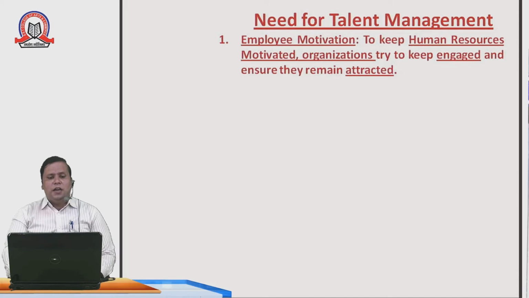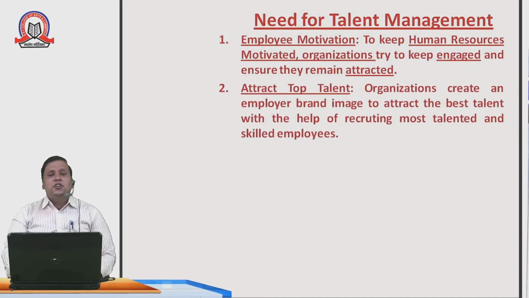First is employee motivation. To keep human resources motivated, the organization tries to keep them engaged and ensure the remaining talent is attracted. Employees should always be motivated and attracted to work. Second thing is to attract the topmost talent in the pool. We don't want laymen, we don't want average people, we want the best. That's what Apple does, that's what Google does, that's what Tata does.